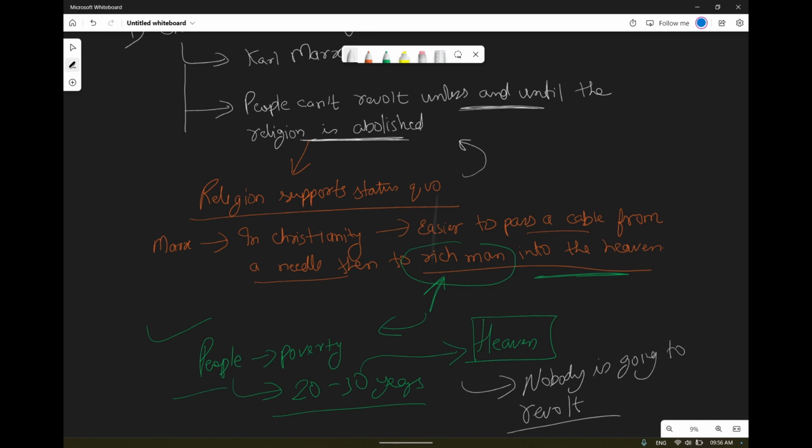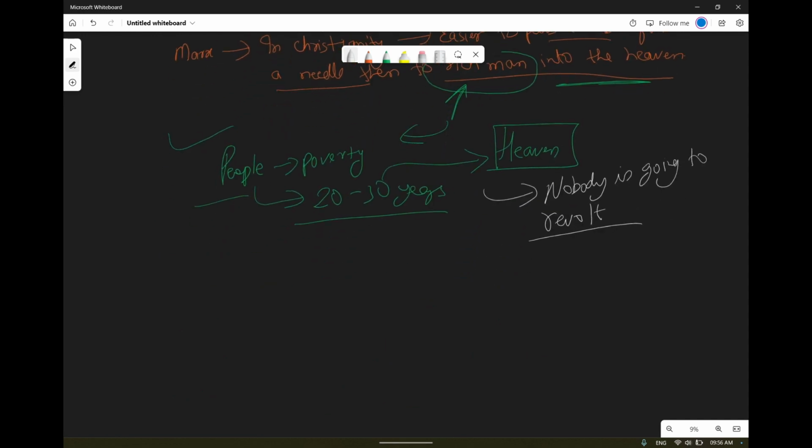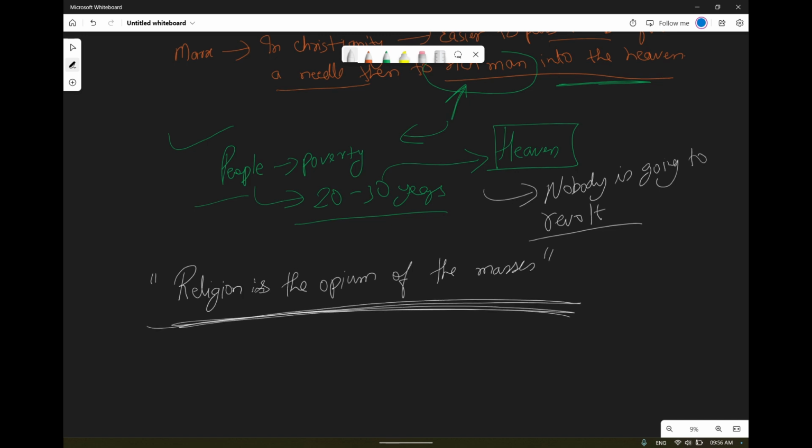There is a term that is coined with respect to religion: religion is the opium of the masses. Understand? Okay. Now, China is a communist country. It is anti-religion.